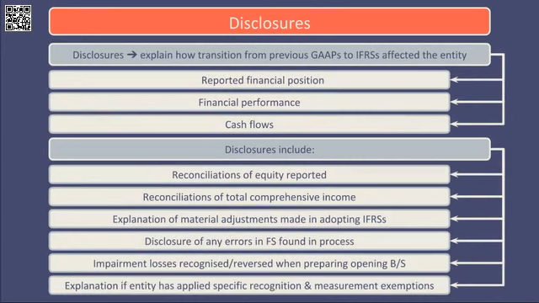5. An explanation if the entity has elected to apply any of the specific recognition and measurement exemptions permitted under IFRS. There are a limited amount of exemptions that apply for the retroactive application of the IFRS. They cover IAS 39 regarding financial assets and hedging, IAS 27, the non-controlling interest, IAS 19, employee benefits, and IAS 21. If these exemptions are used, they must be disclosed.